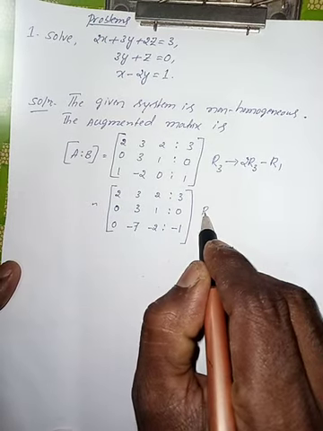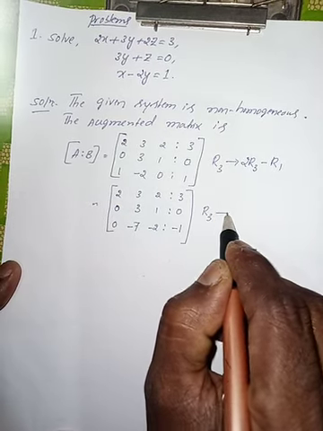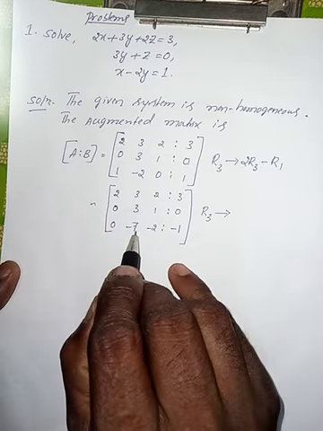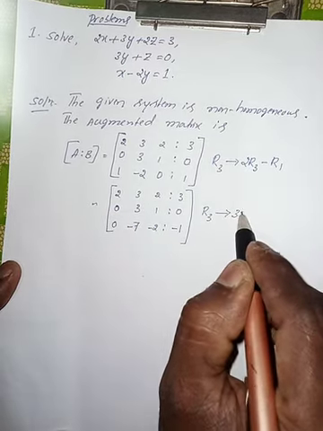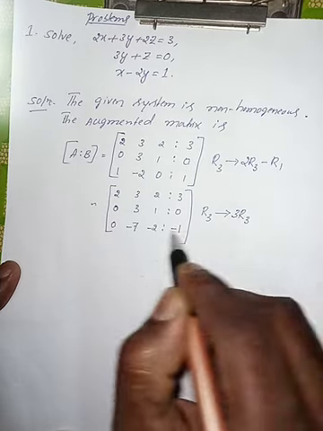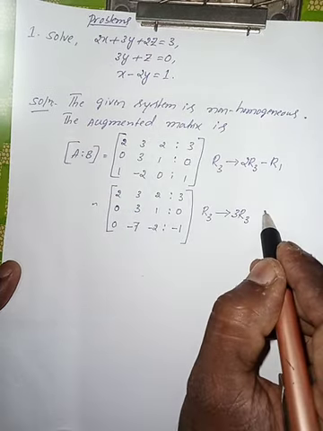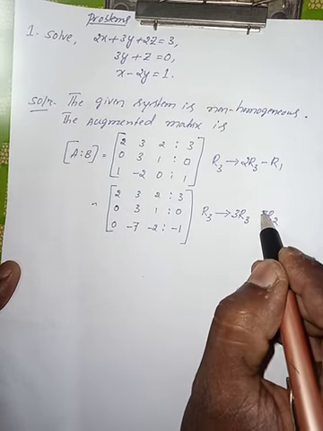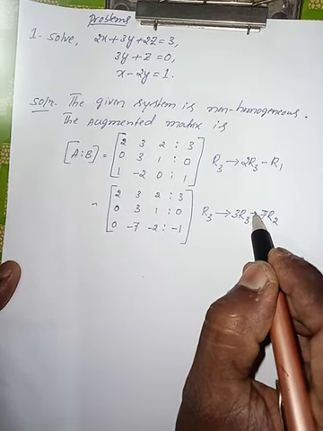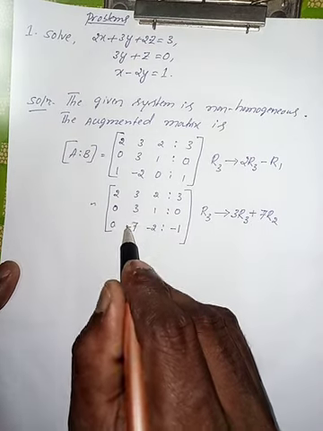So I have to change R3 now. So R3 changes to, how am I changing it? Multiply R3 by 3, the second row element. So that is 3 times R3. Multiply R2 by 7, 7 times R2. Next we have to add. Why do you have to add? Because we have opposite signs.